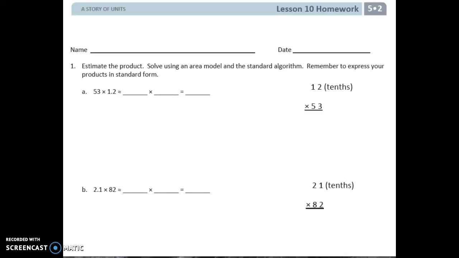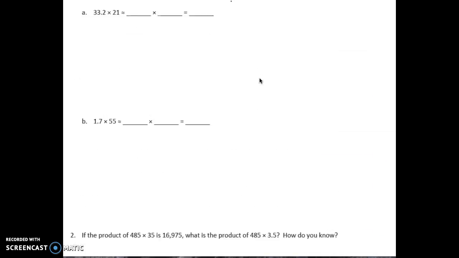Okay, today we're taking a look at Lesson 10 for Module 2 for 5th grade. And this is, once again, using that area model, but in a different way. This time around, we are looking at multiplication of decimals. And it's asking us first to estimate the product, and then solve using an area model, and then the standard algorithm.